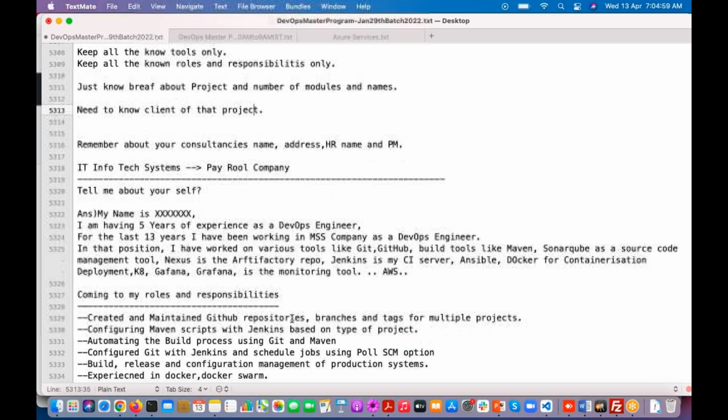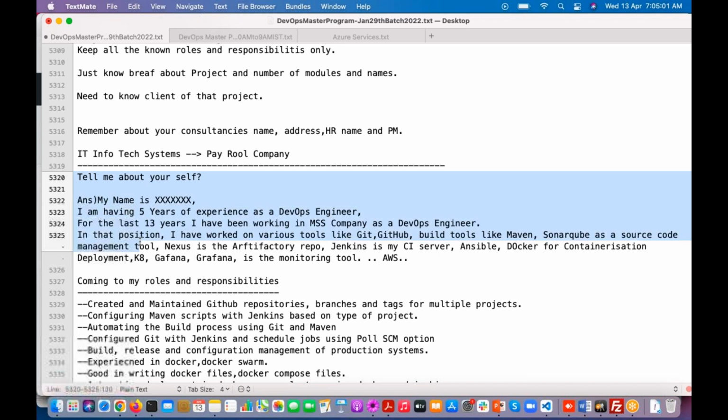So this is the common question: tell me about yourself. For any position you are applying for, whether HR or IT, DevOps, Java developer, this is the first question they are going to ask in the interview. So you can start like this.